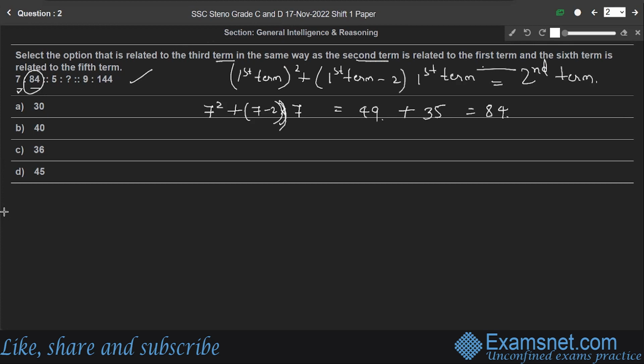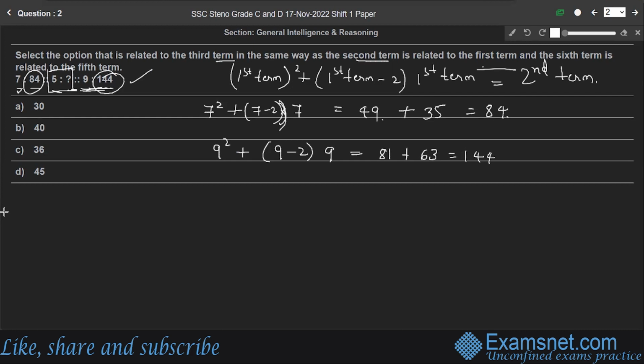In the same way, if you consider 5 and the next term, apply the same logic. If you consider the last two terms, there also apply the same logic. So first term square is 9 square, plus first term minus 2, so 9 minus 2 into first term 9. 9 square is 81, plus 7 into 9 is 63, which is equal to 144, which is the second term, right?